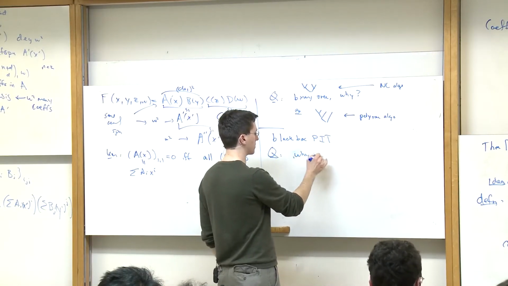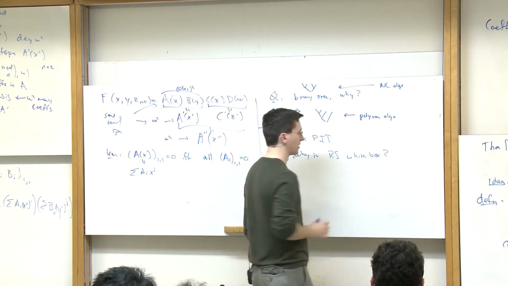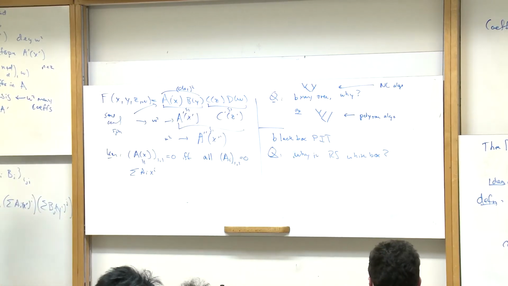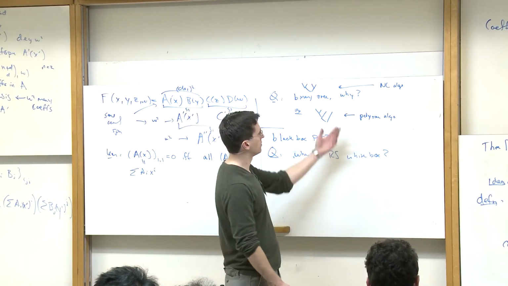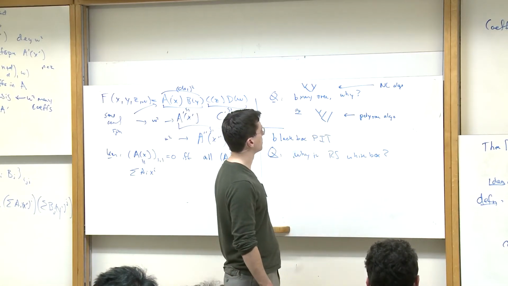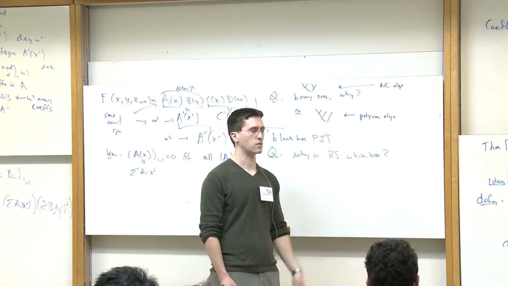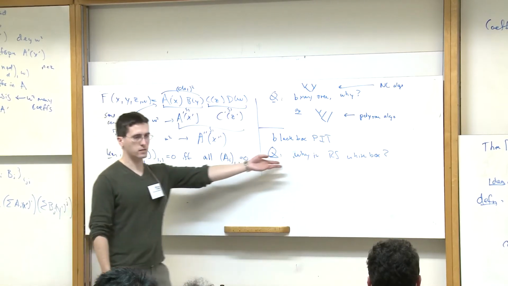Why is Raz-Shpilka a white box? Like, what do we know now that Amir and Ron didn't know 10 years ago? NC2. Well, it's NC2 because you have to do linear algebra. I think it's actually, is it NC3? I think it's NC3. Well, I don't remember. It's at most 3. Okay, so why is this white box?